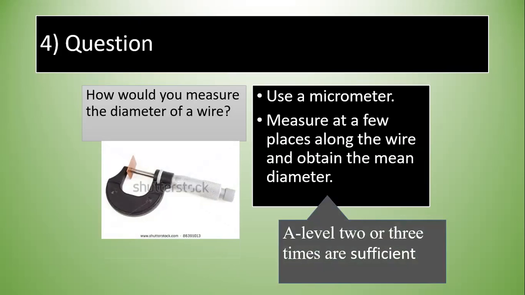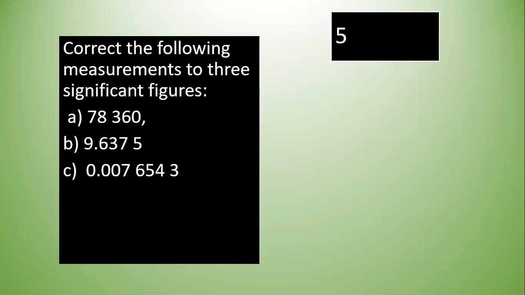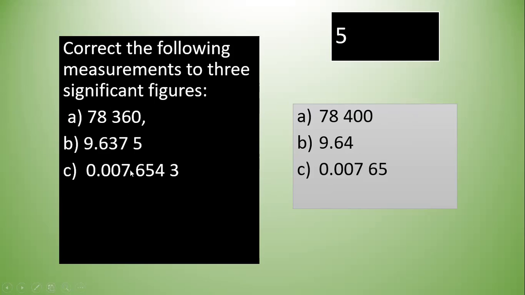For A level, you're required to write 2 or 3 significant figures, sufficient. Same with STPM. Correct the measurement to 3 significant figures. 1, 2, 3. So we have to add the 0 in to show that it's the same order of magnitude. This one is 9.64. Remember, we don't count the 2, 0, 3, 0 here. Only 7 as the first significant figure. So 7.65. 1, 2, 3.